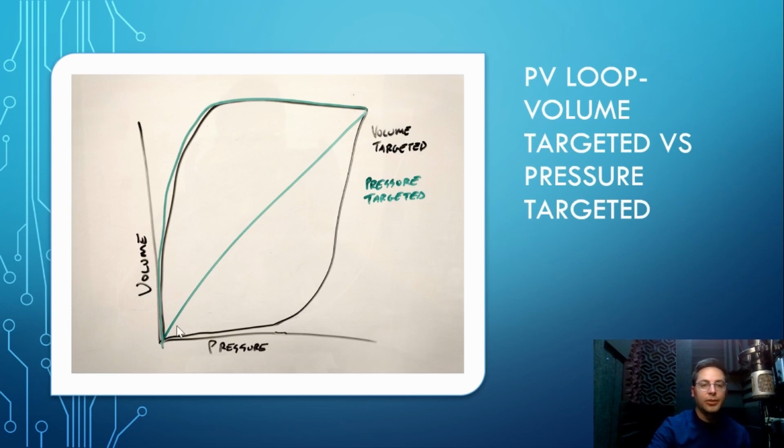This diagram here shows how volume-targeted breaths and pressure-targeted breaths will appear on the pressure-volume loop. In the black here is our normal loop in volume-targeted breaths, and the green one shows what they will look like in pressure-targeted breaths. In pressure-targeted breaths, you're going to see a pretty much linear increase in pressure over time up until we reach end inspiration here.